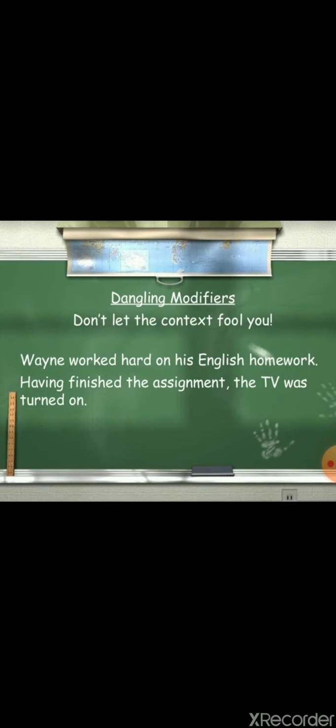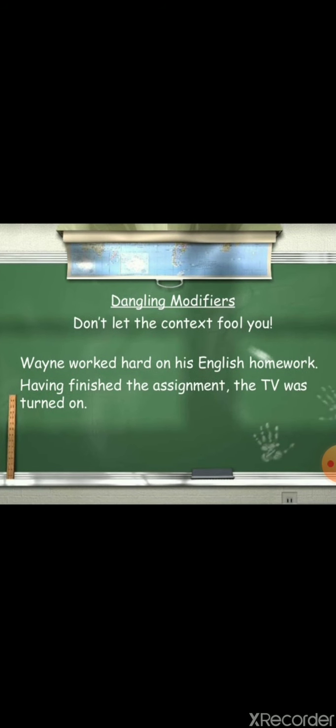Dangling modifiers: don't let the context fool you. Wine worked hard on his English homework. Having finished the assignment, the TV was turned on. Okay, don't let the context fool you. Wine worked hard on his English homework. Having finished the assignment, the TV was turned on.